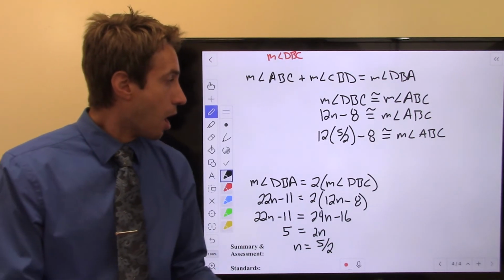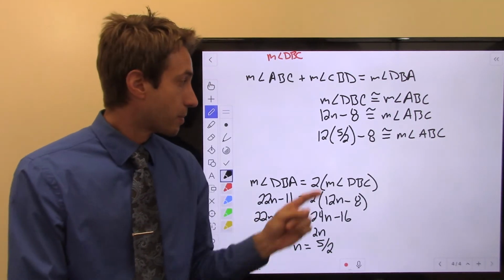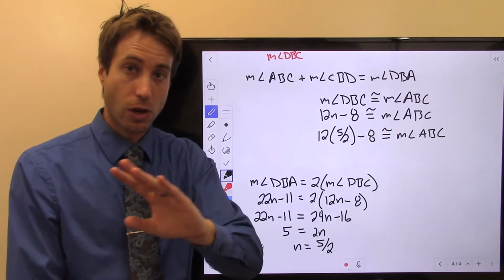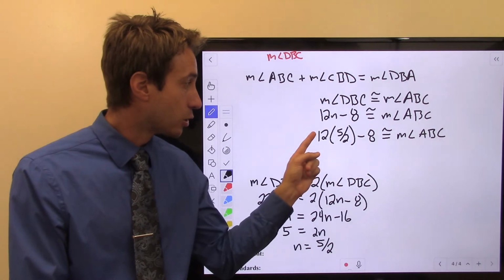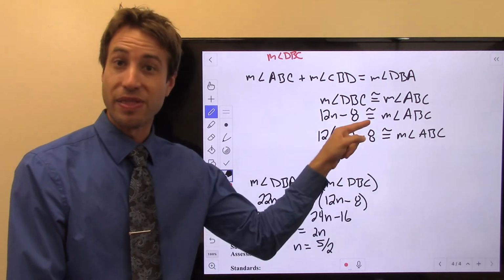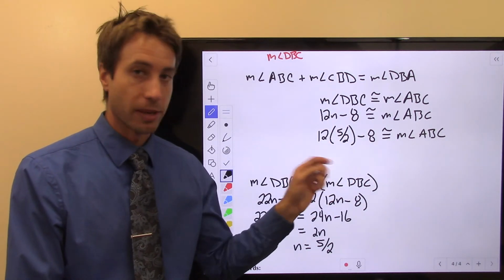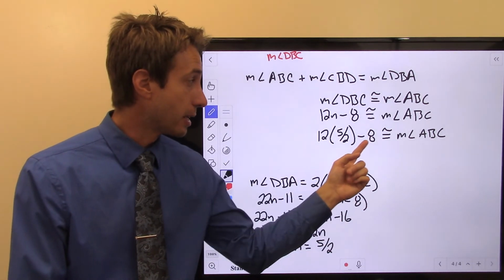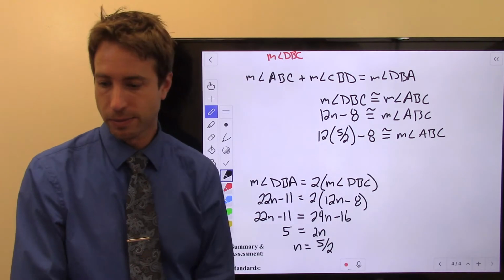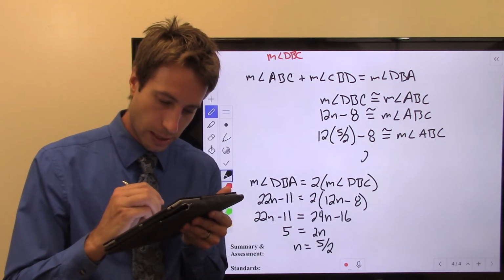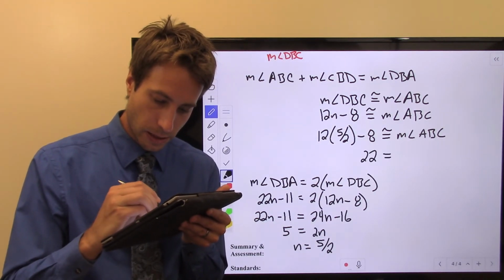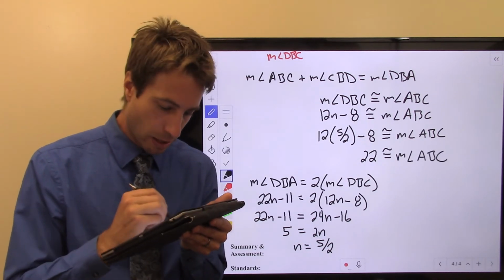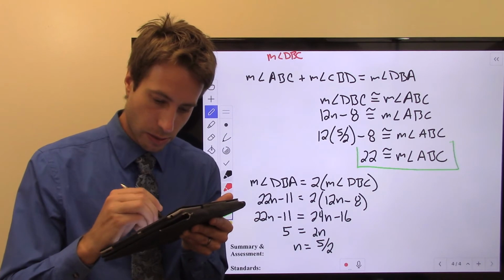Here we go. Couple of ways that you can do this. 12 times 5, then divide by 2. Also perfectly okay. 12 divided by 2, then multiply by 5. 12 divided by 2 is 6. 6 times 5 would be 30, right? 30 minus 8, 22. So we get 22 is the measure of angle ABC, which is what I asked you to find.